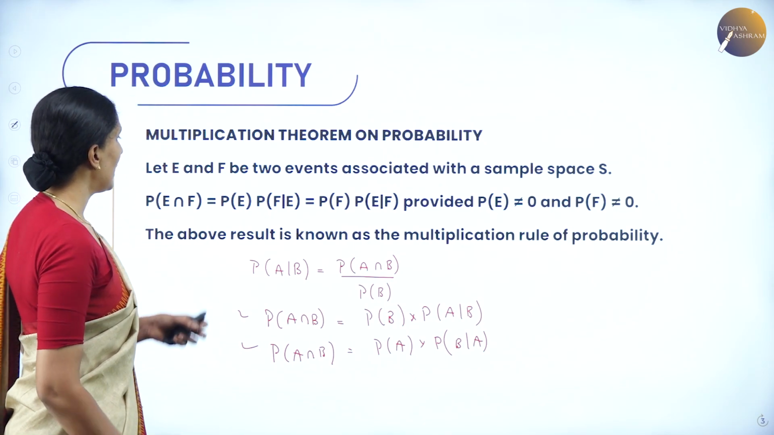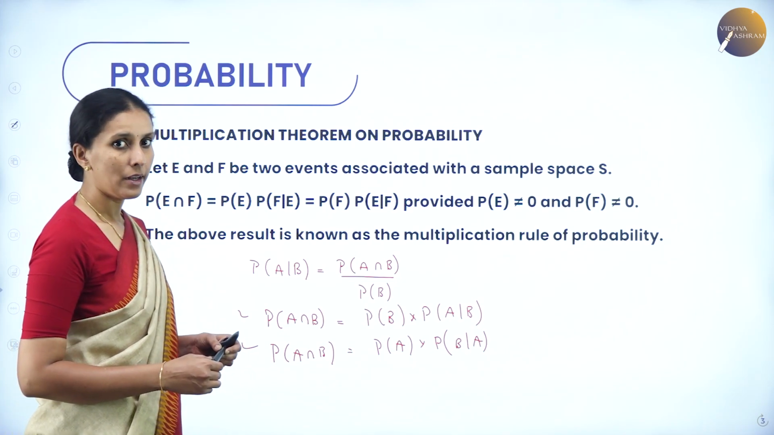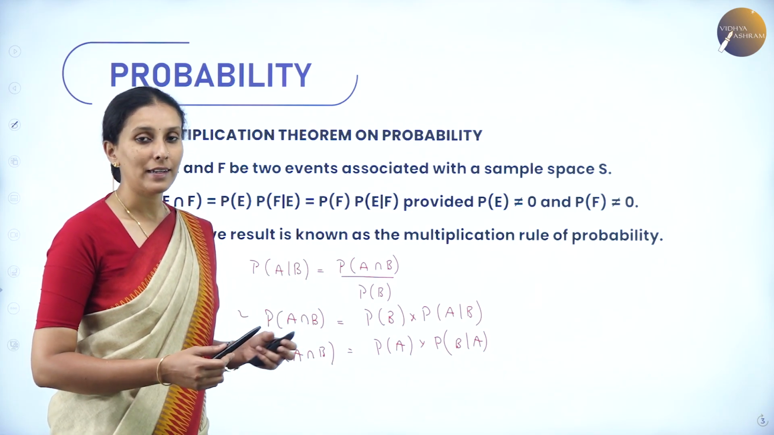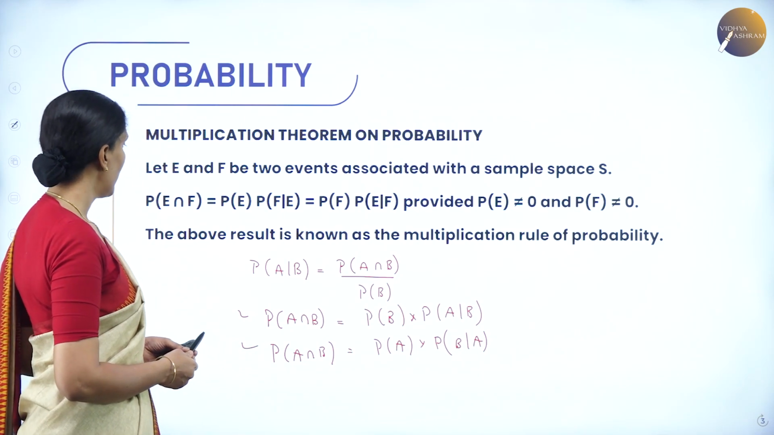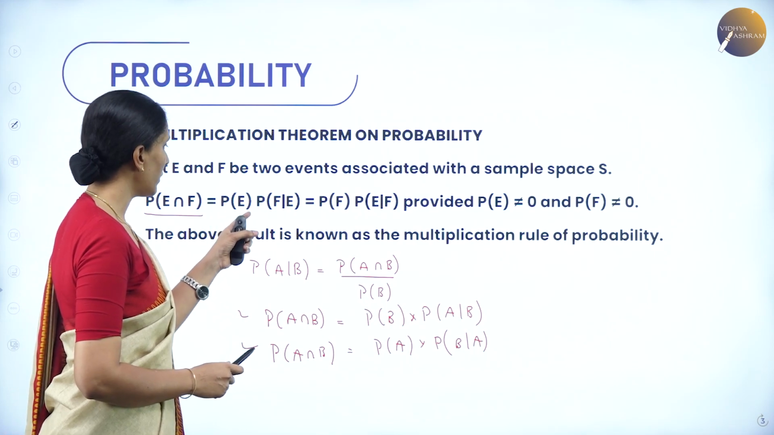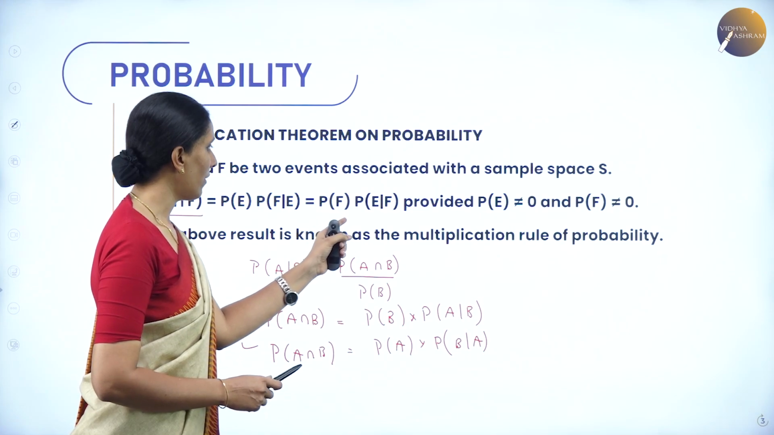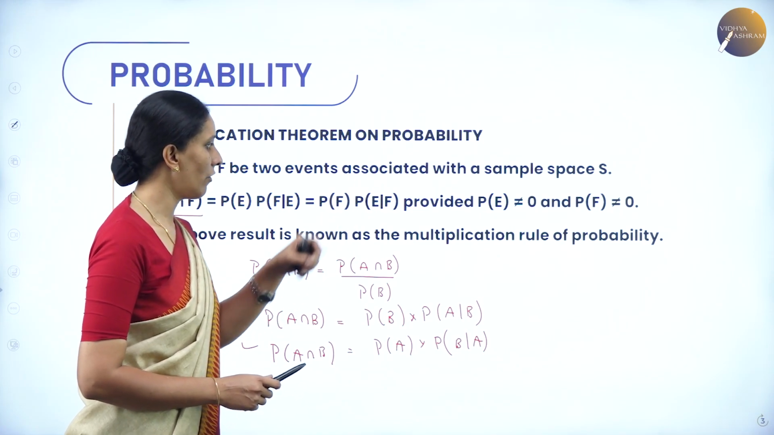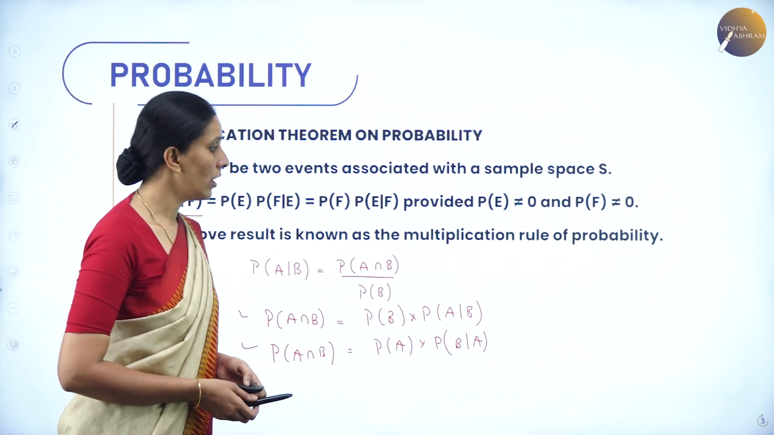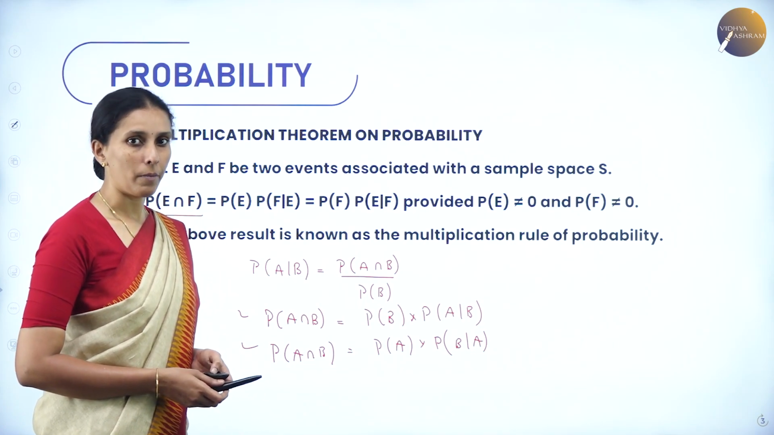So, let E and F be two events associated with a sample space S, provided probability of E or probability of F is not equal to 0, it has to be greater than 0. Then simultaneous occurrence of E and F is given by probability of E into probability of F given E, or probability of F dot probability of E given F has happened. So this above result is known as the multiplication theorem on probability or multiplication rule of probability.